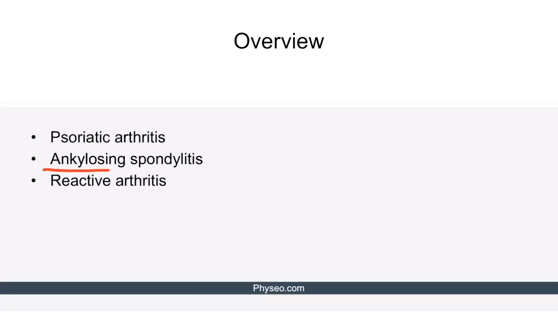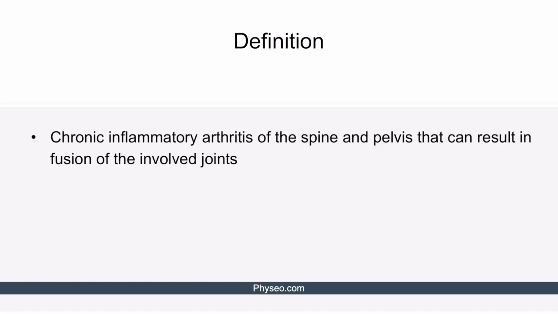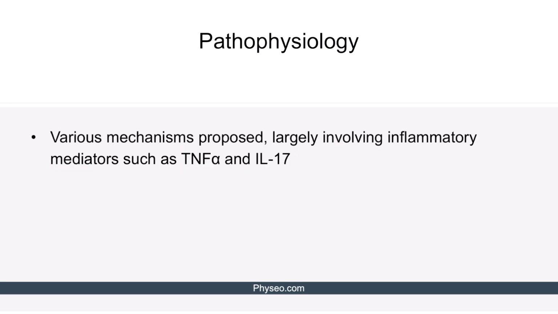We will now discuss ankylosing spondylitis, which is a board favorite. Ankylosing spondylitis is a chronic inflammatory arthritis of the spine and pelvis. As the disease progresses, there is the potential for fusion of the involved joints. While the exact pathophysiology of ankylosing spondylitis is beyond the scope of Step 2, it's important to know that TNF-alpha and IL-17 are two of the major inflammatory mediators that propel the disease process forward. The reason this is crucial to understand is that we have medications that can specifically target these.